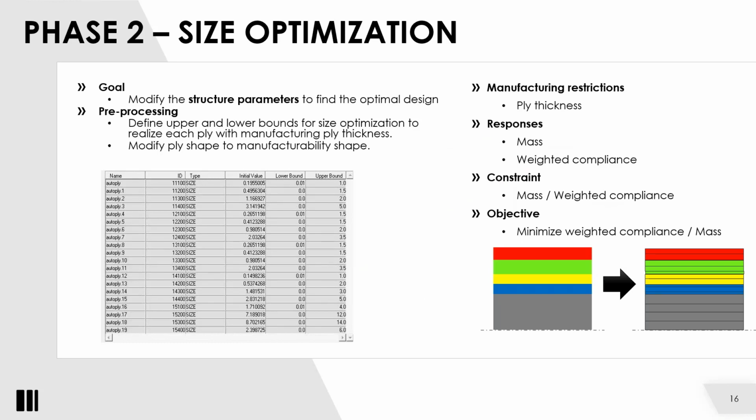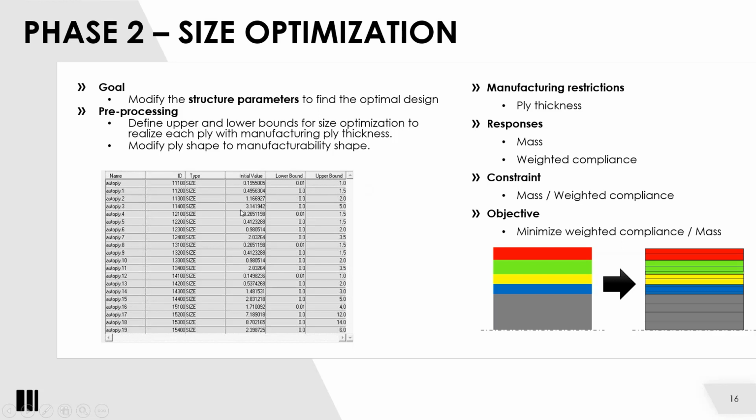Next up is the size optimization. Here you have to set up your manufacturing restraints, at least some of it. As you all know, one layer has a certain thickness and free size. HyperWorks does not care about the thickness you can manufacture, so it will give you an optimized thickness, which is not manufacturable.